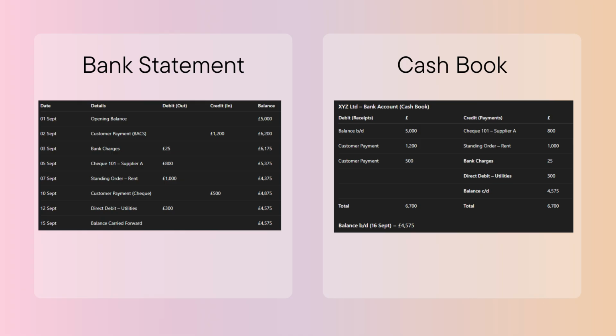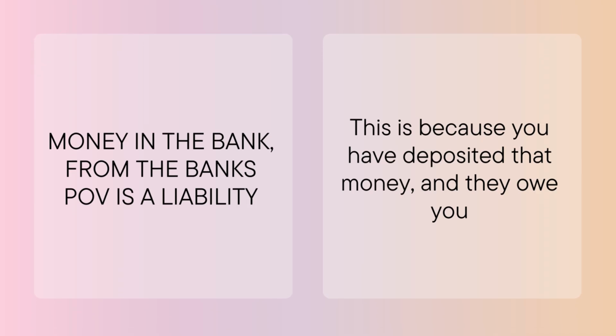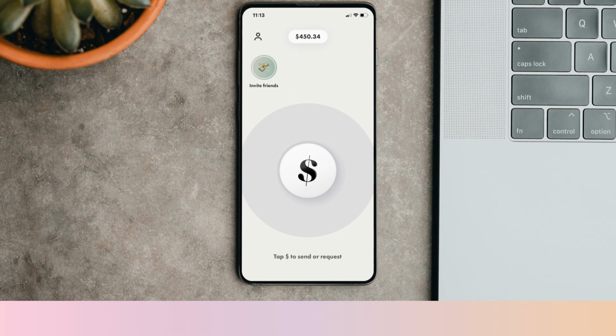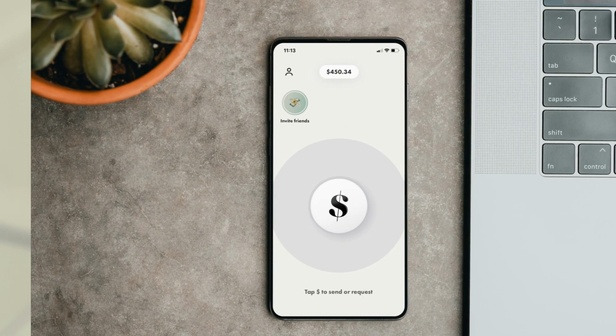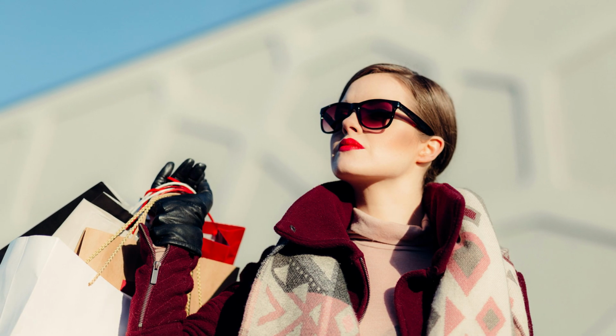So the biggest reason why a bank statement and a Cashbook might look different is because from the bank's point of view, so with the bank statement, the money in their account is a liability. And that's because they owe you. So they owe the sole trader or they owe the limited company, for example. So when you deposit money into the bank credits your account. When you withdraw or spend money, the bank debits your account.